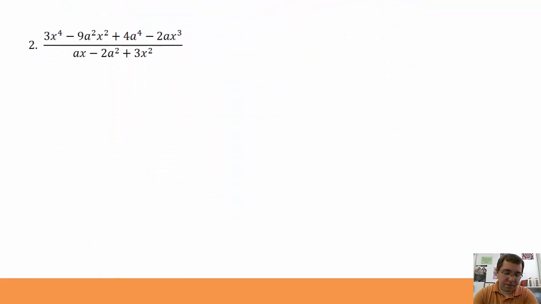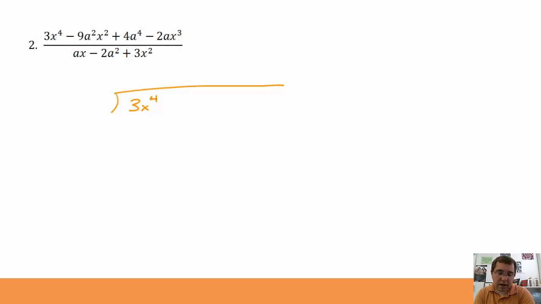Here's another example. 3x to the fourth minus 9a squared x squared plus 4a to the fourth minus 2ax cubed, all divided by ax minus 2a squared plus 3x squared. Now when we do this, we're going to write it in the right order. And the right order is with decreasing degree of the same variable. So our variable, if we take x to be our first variable, we're going to write this as decreasing powers of x. So 3x to the fourth would be the first one.